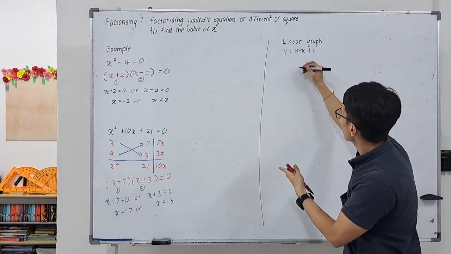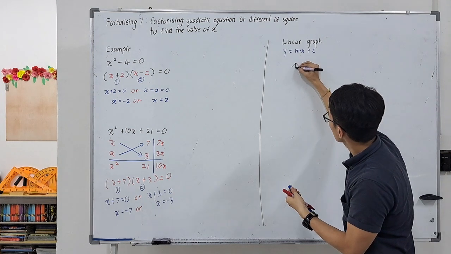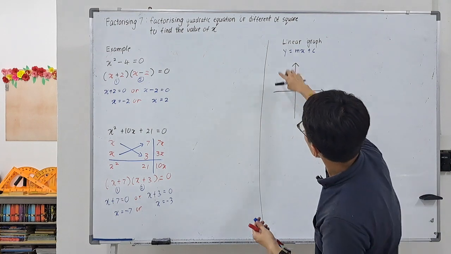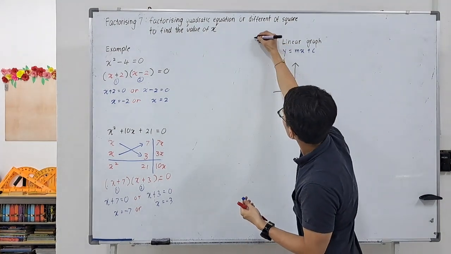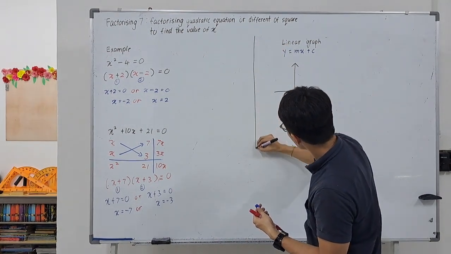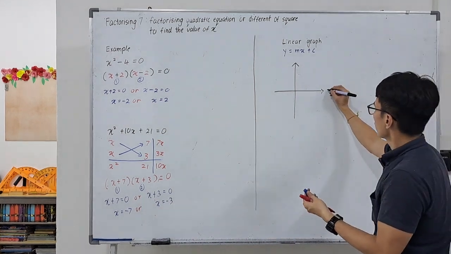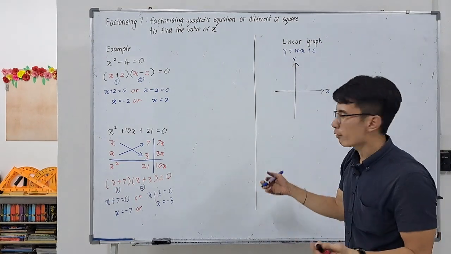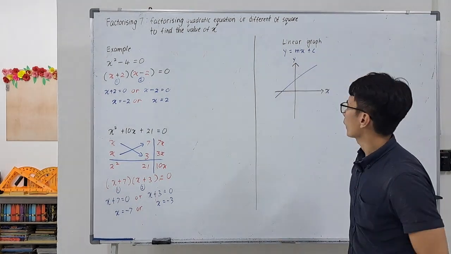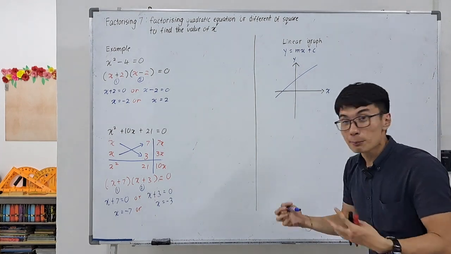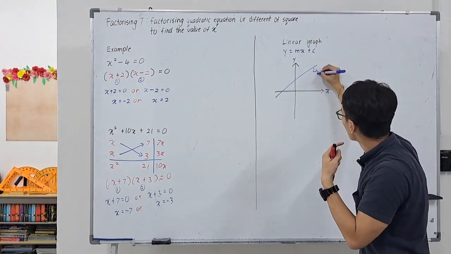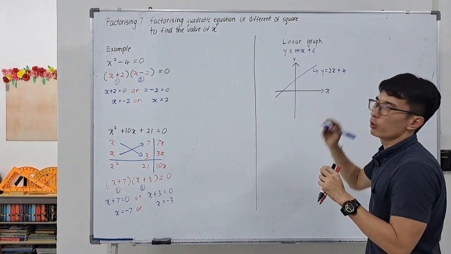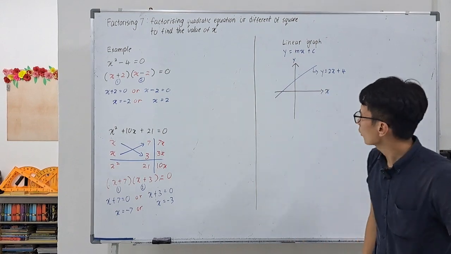So let me just draw a simple linear graph for you. I have my y-axis and my x-axis here. Let me draw my line perfectly. Again, this is my x and y axis. Let's just say I have a straight line that cuts through like this. For example's sake, the name of this line is going to be y equals 2x plus 4.